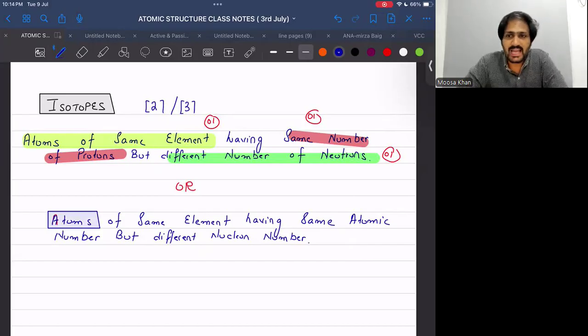Yes, obviously, Abdullah, if the nucleon number is different, it means their mass number is different. Another name for the nucleon number is the mass number. In fact, if you want to write atoms of the same element having same atomic number but different mass number, that is also acceptable.